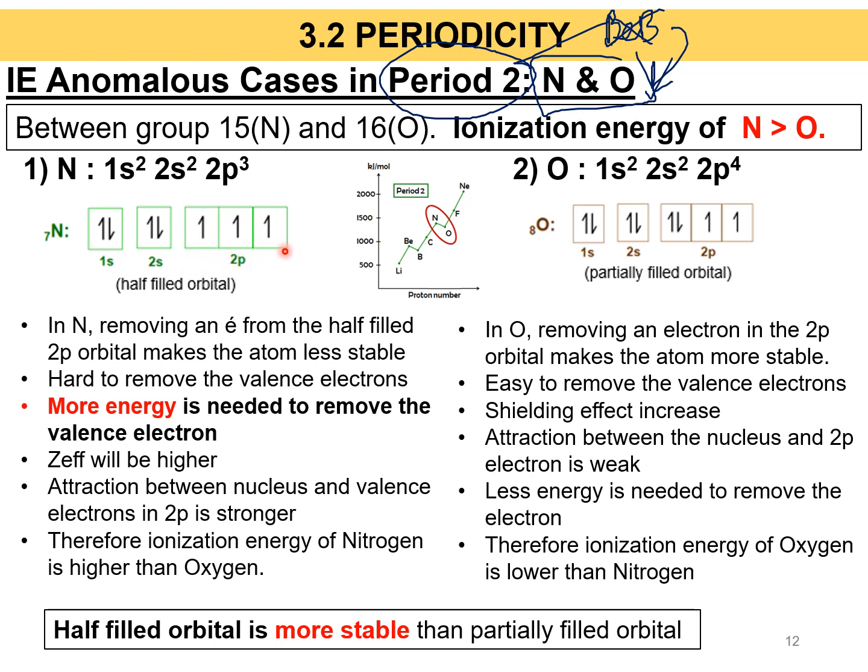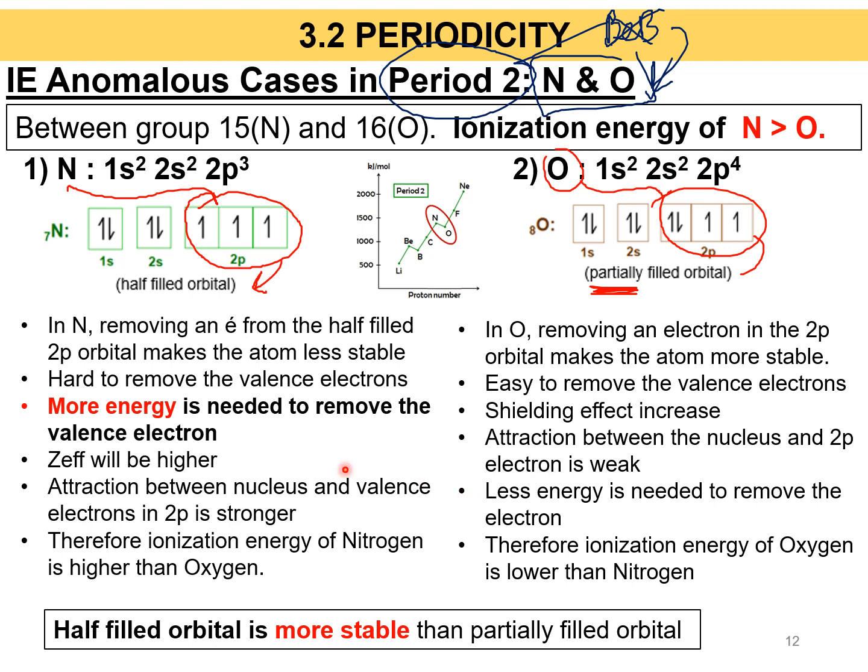it has a half-filled orbital. Half-filled, because 2p should be 6, but half of 6 is 3. There are only 3. So nitrogen has a half-filled p orbital. Meanwhile, oxygen's 2p has how many? 2p4. This is actually a partially filled orbital. It's not even half, it's not even complete. Okay, so let's look at the explanation.